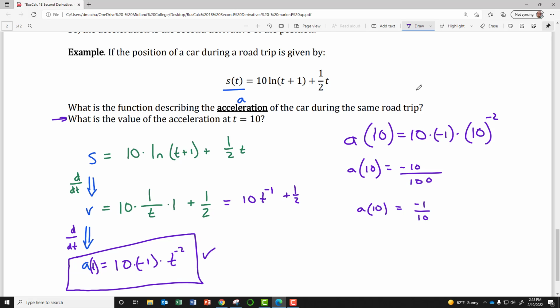So I may be decelerating at a rate of 1/10 meter per second, right? Or I could say I'm accelerating at a negative rate. But in any case, that's how you calculate an acceleration function when you're given a position function. You actually take the second derivative. So that's just one way that this idea of a second derivative is useful.